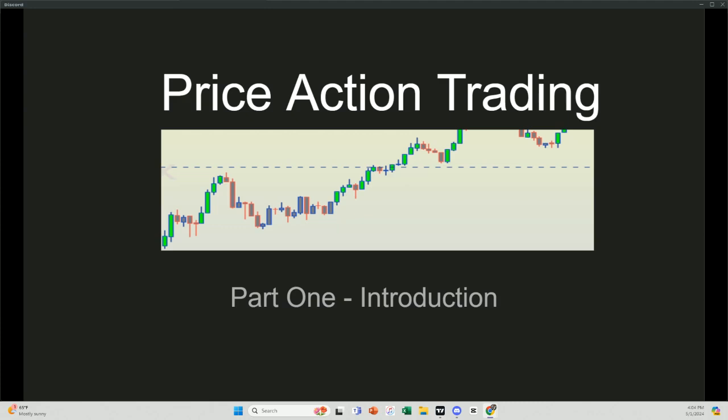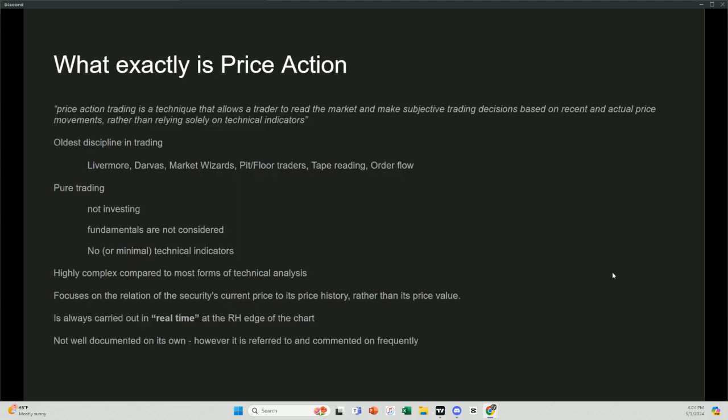So I'll figure out how to move down on this. There we are. So what exactly is price action? It's a term that's bandied around an awful lot, but really it's about reading the market and making decisions based on actual price movements rather than technical indicators. You don't need any technical indicators at all on your chart for it, and sometimes when your charts are clean and just showing price, that is the best way to do it. It's also the best way to learn.